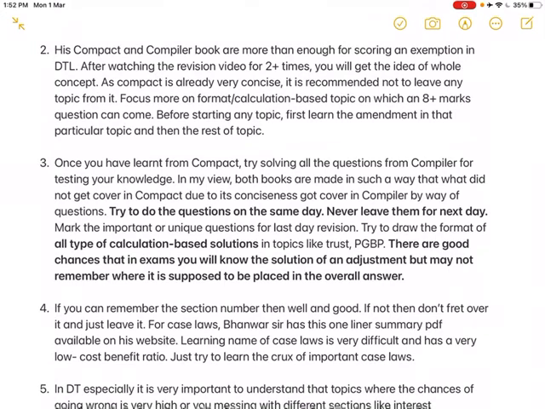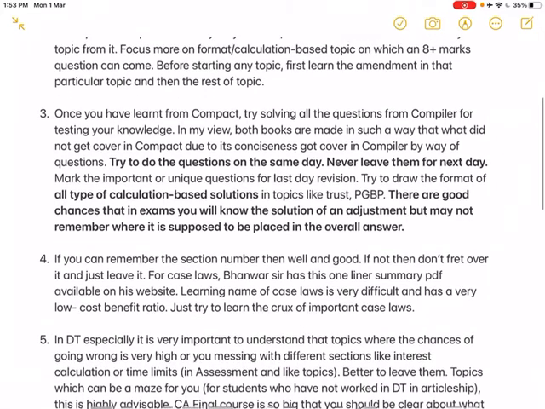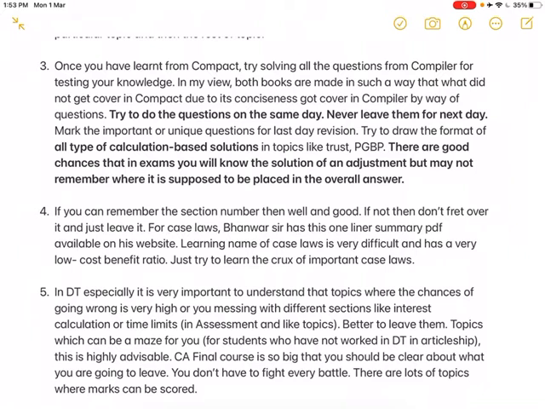After watching the revision video for 2 or more than 2 times, you will get the idea of whole concept. As compact is already very concise, it is recommended not to leave any topic from it. Focus more on format or calculation based topic on which 8+ mark question can come. Before starting any topic, first learn the amendment in that particular topic, if any, and then the rest of topics, so that you don't miss the amendments or you give less importance to the amendment.